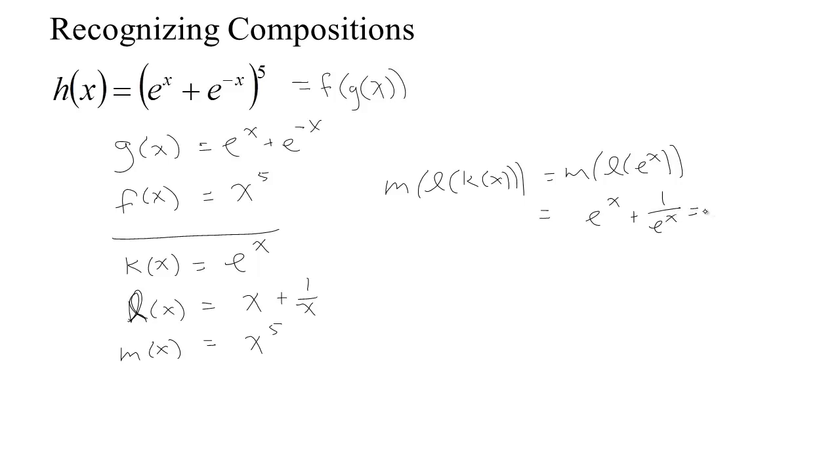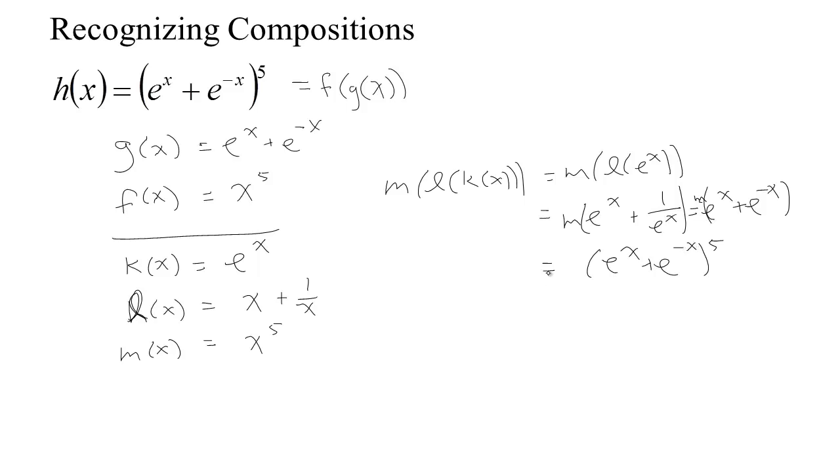So if you give it e to the x, it's going to take e to the x and add the reciprocal of e to the x. But 1 over e to the x is the same thing as e to the negative x. So then we'll have that go into m. Now what m does is whatever you give it, it raises it to the 5th power. So, oops, I need to plug all that into m. So that's going to go into m. M will take your e to the x plus e to the minus x to the 5th.